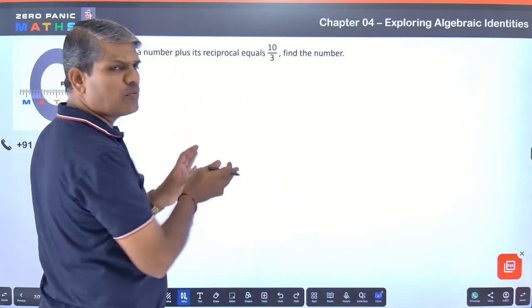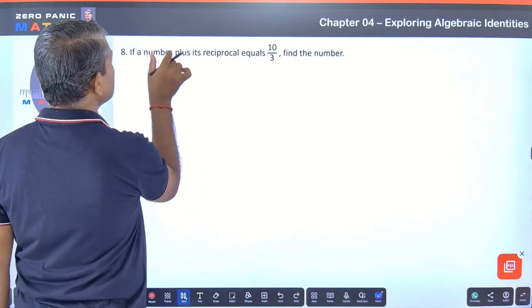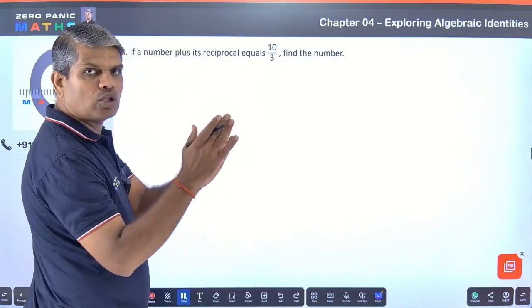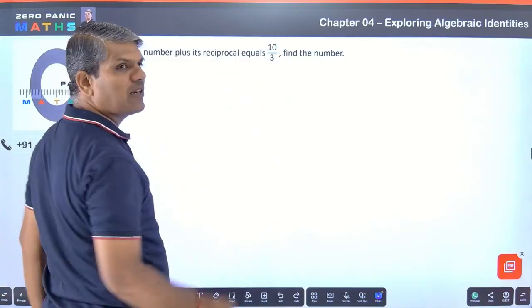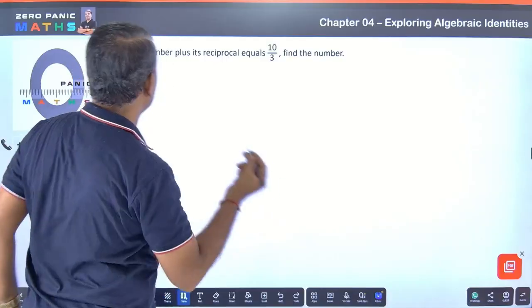We have done such problems in linear polynomials also. Let us consider that number as x, take the reciprocal of that, add both, and make it equal to 10 by 3. It will give you an expression. You have to resolve that expression. Okay, it's a simple one.